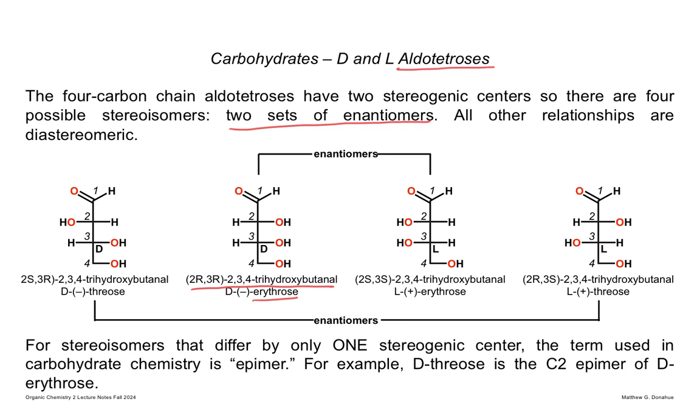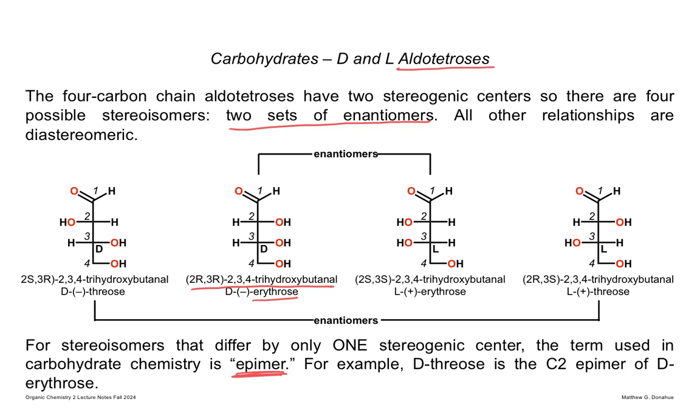One other thing that's used, one other piece of nomenclature is this word epimer. Epimers are diastereomers that differ only at one specific carbon.